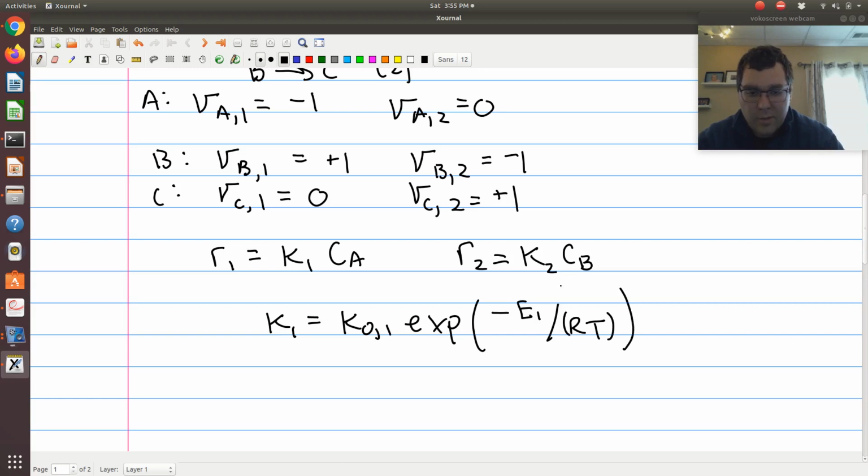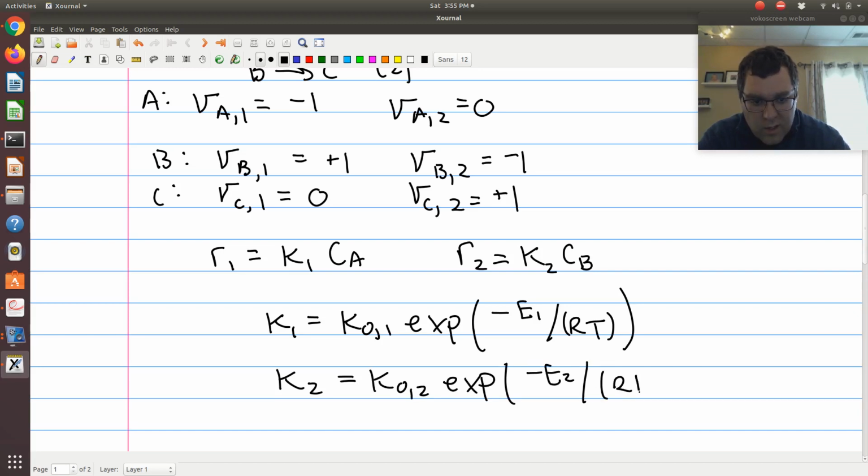Now in the problem statement, you're given the activation energy. R is my molar gas constant, and T would just be my temperature. So we have all of these. You're going to be given the value of K0,1, and K2 is going to be some K0,2 times the exponential of negative E2 over RT. Again, you're going to be given all of this, and in fact, this is going to be the same as reaction 1.